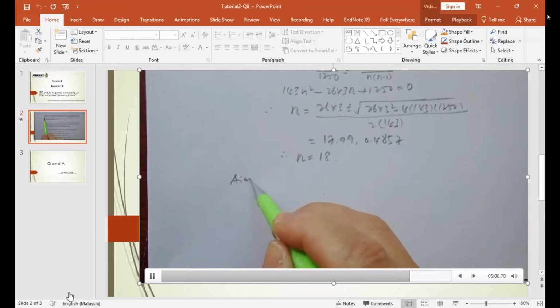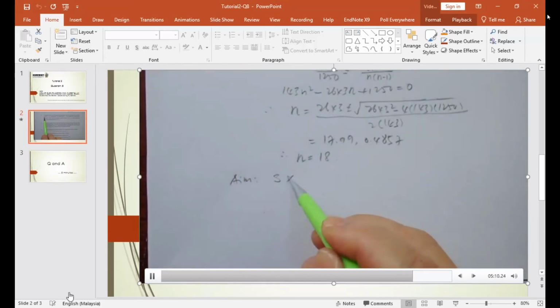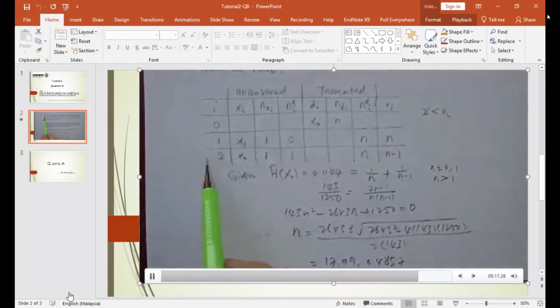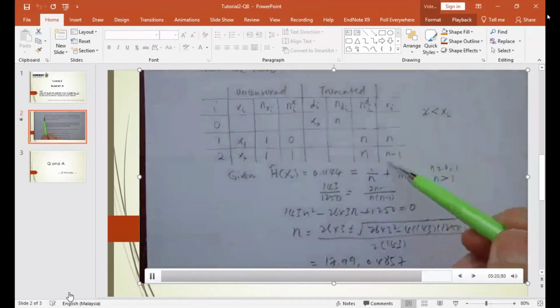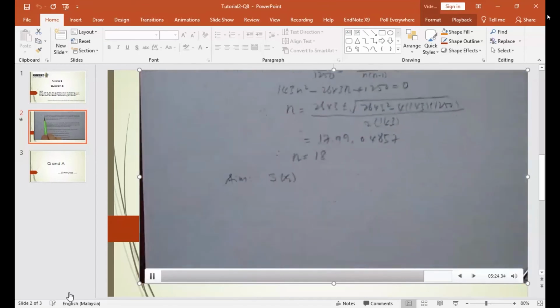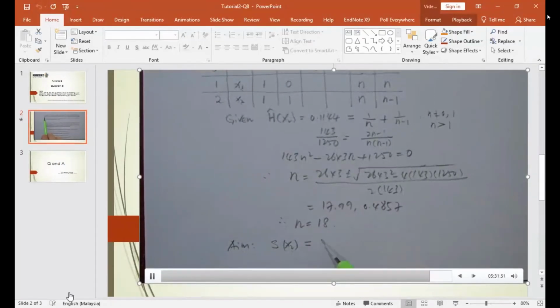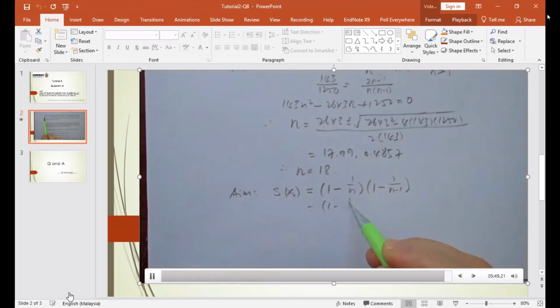So our aim now is to find the survival at x2 using the Kaplan-Meier. x2 falls in this group, so we have to consider these two R values. By taking the Kaplan-Meier, the survival at x2 equals 1 minus 1 divided by n, times 1 minus 1 divided by n minus 1. Substituting n, we have 1 minus 1 over 18, times 1 minus 1 over 17, and this will give 8 over 9.